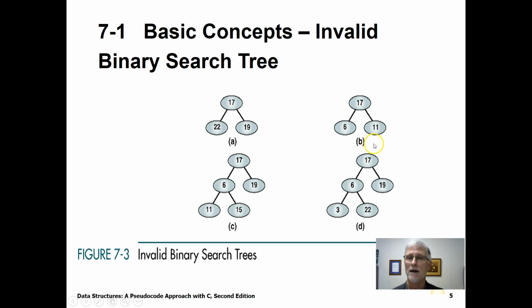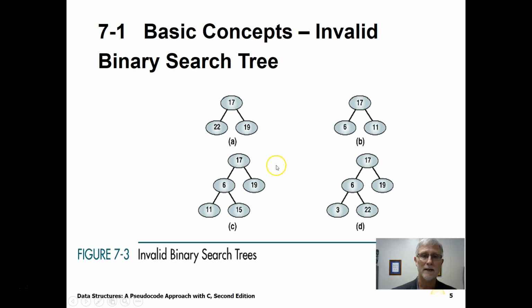Here, what do I have? I've got 17. My 11 is less than that, so I can't put it to the right of that right node. It's got to go off the left. So it should have been down. It should have been 17, 11, and 6.